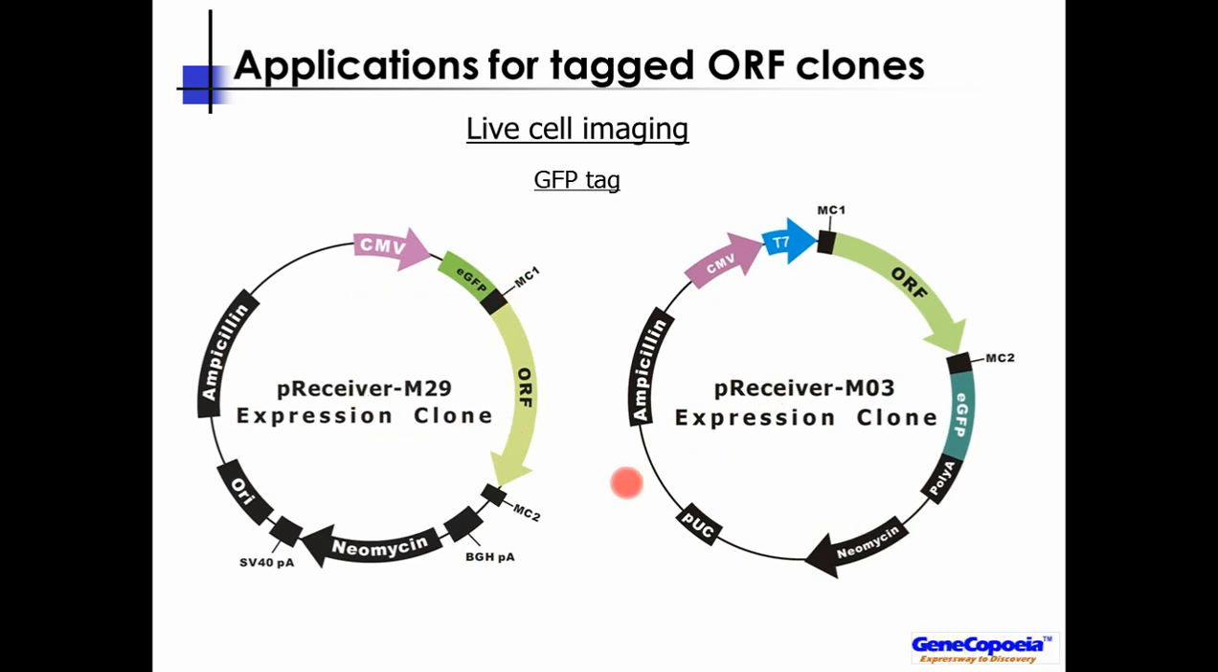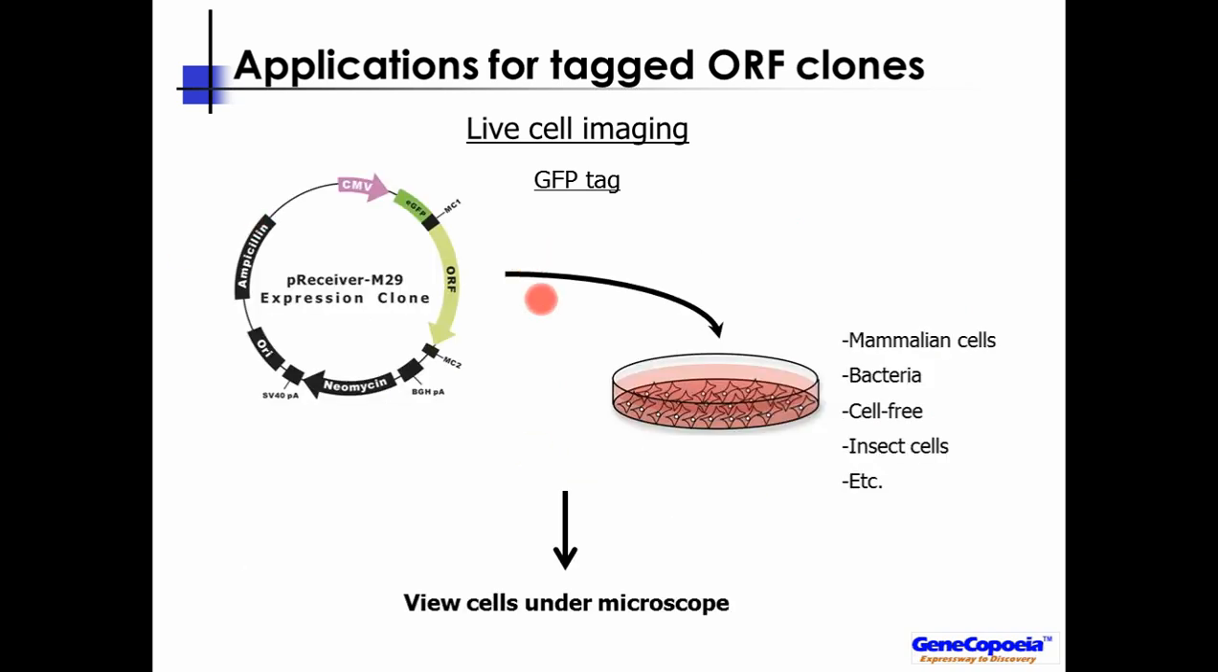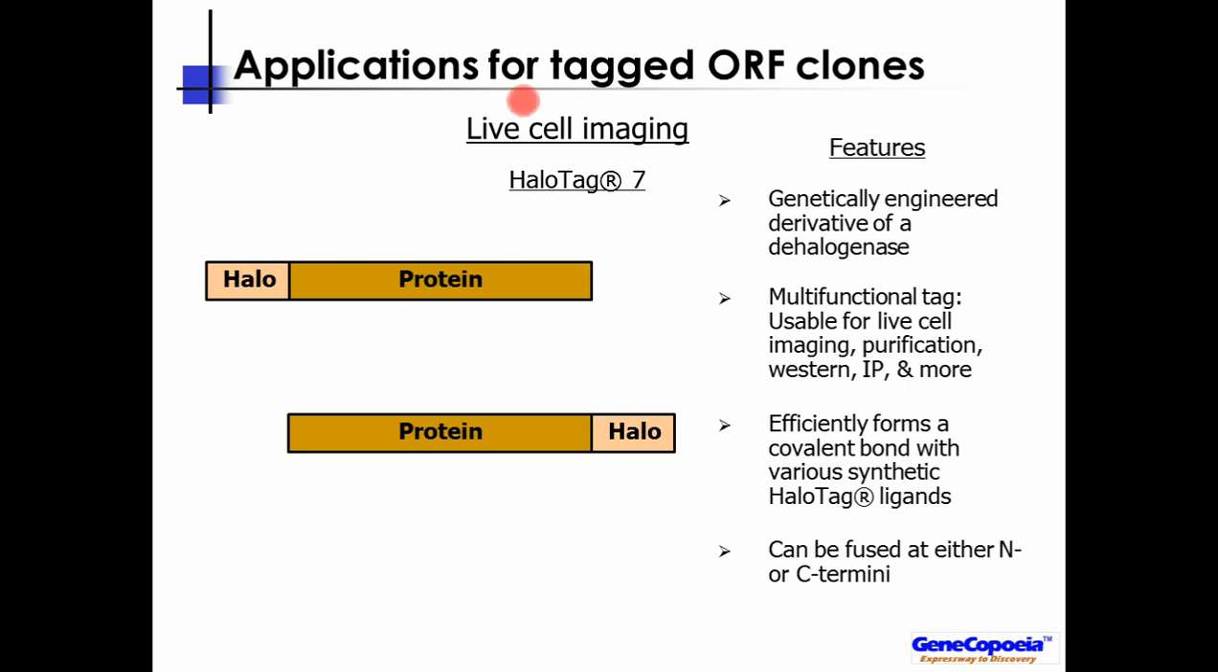As I mentioned before, we have a number of ready-to-go expression clones for GFP, where the ORF is fused in frame to either the N or the C terminus. And this plasmid is then put into the cell system, but instead of lysing the cells, you then view the cells under a microscope. We also have another great tag in our ORF system for live cell imaging, which is known as the halo tag, which is from Promega.